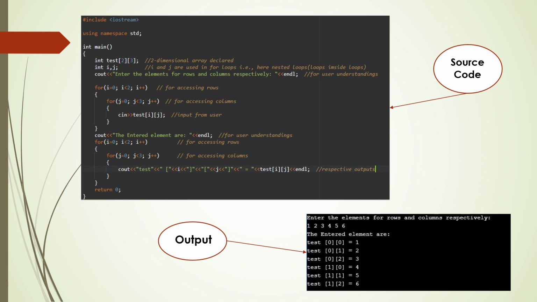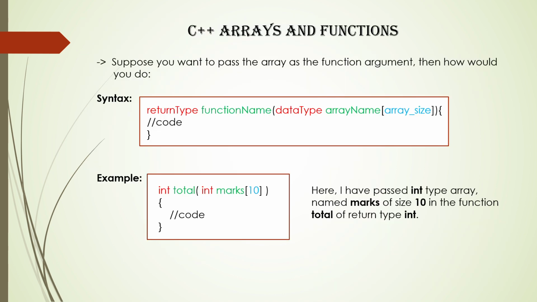Now we will see C++ arrays and functions, that is how you pass arrays as a function argument. See the syntax: the return type of the function, then the function name, then in brackets the data type of the array, the array name and the size of the array. Then start the body of the function. One example is here. I have declared a function named total of int return type and passed an array named marks of size 10 of int data type as the argument. So it is very simple.